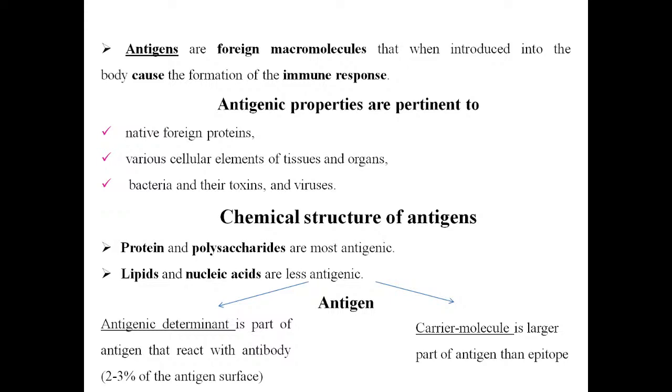What is the chemical structure of antigens? Antigens can be proteins or polysaccharides, and they are the most antigenic. They cause a powerful immune response. Lipids and nucleic acids are less antigenic. They have a mild immune response.